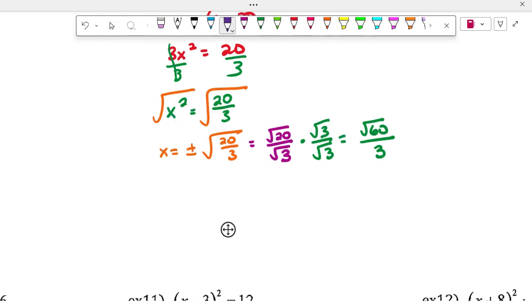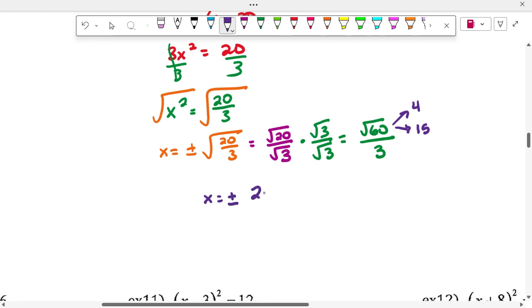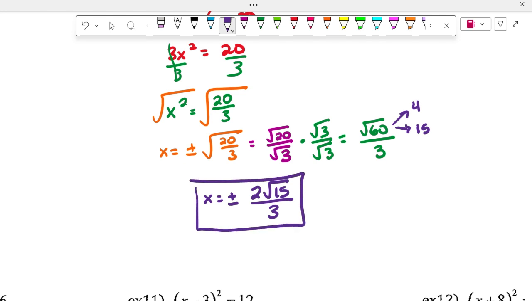All right. Now, I could pretty much break down 60 if I wanted to. What's my highest perfect square that goes into 60? 4. And 4 times what's 60? 15. So this would be x is equal to plus or minus what? Good. Can I simplify that any further? You could, but I wouldn't. I would just leave it just like that.